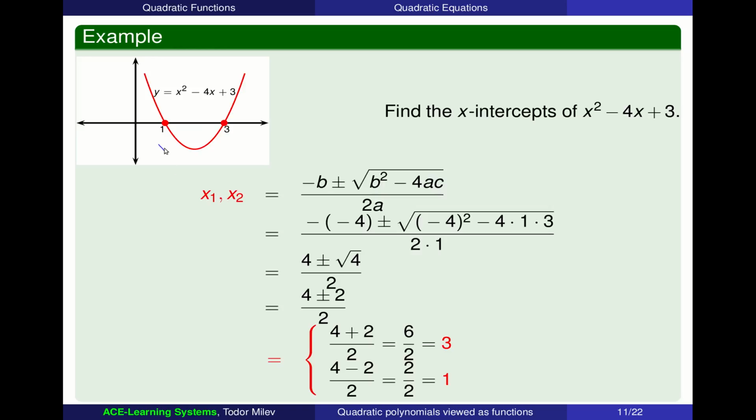So here's the number x equals 1. Here's the number that would be x1, and here's the number x2. Okay, x2 would be equal to 3. We have solved our quadratic equation using the quadratic formula.